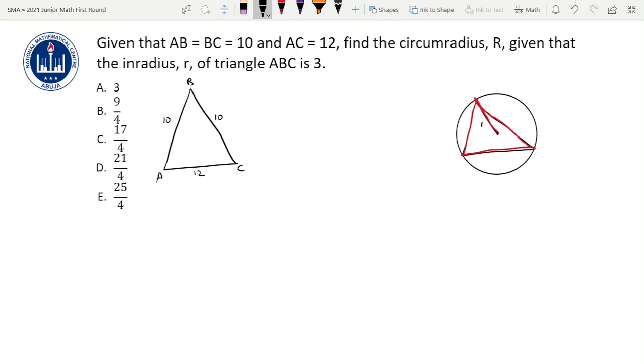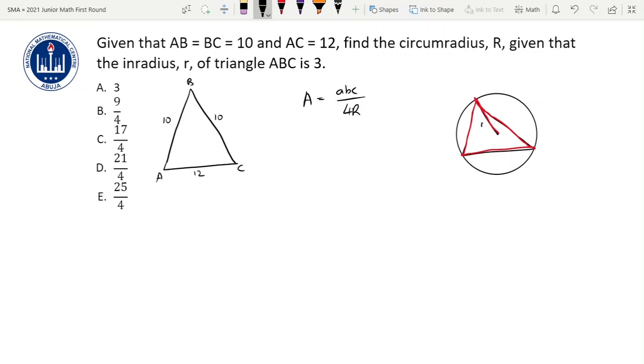In solving this question, we're going to make use of a formula that relates the area of a triangle, the length of the sides of a triangle, and the circumradius of a triangle. That formula is A equals ABC over 4R. So if you know the length of all 3 sides of a triangle, and you know the circumradius of that triangle, then you can find the area of that triangle. You can multiply the 3 side lengths together and divide by 4 times the circumradius, and that will give you the area. So this is what we're going to make use of in solving this question.